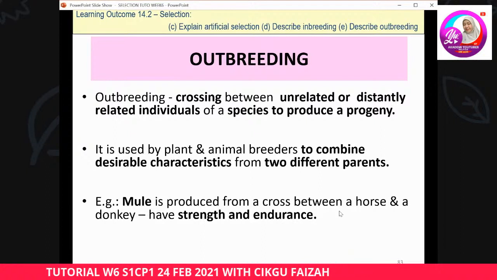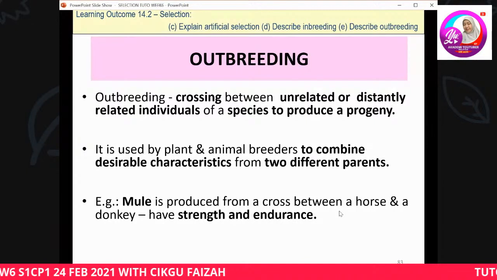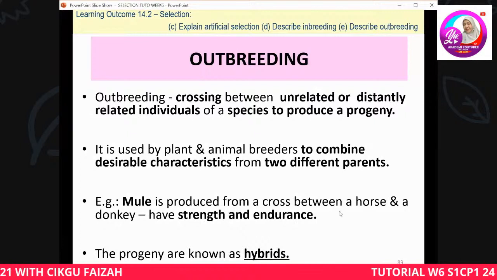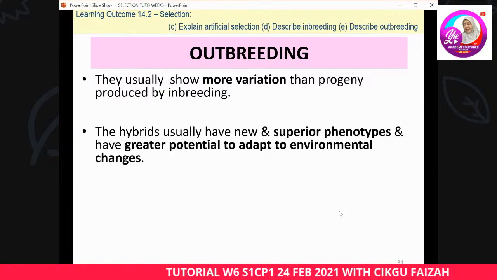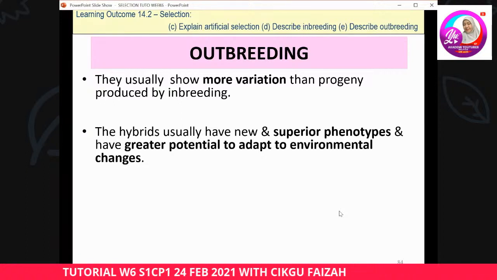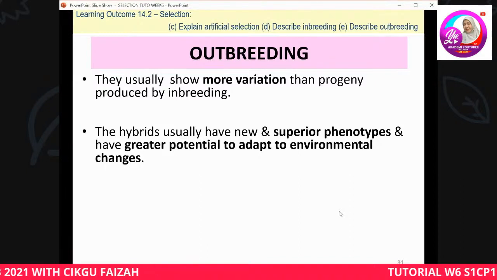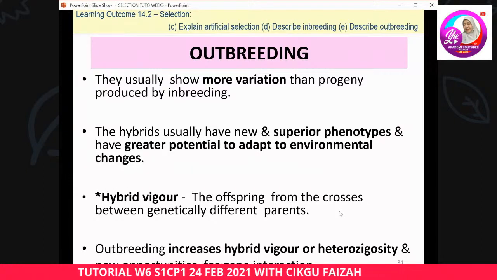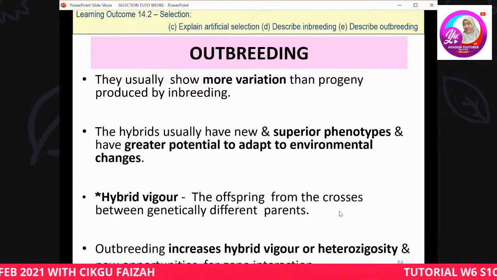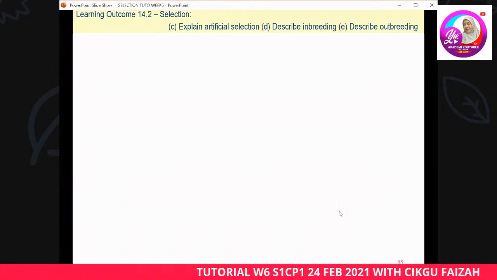But the mule, unfortunately, is infertile. So what we call a hybrid is outbreeding. Usually the advantage of outbreeding, as in the point there, is that it will create hybrid vigor. What does that mean? It will be stronger and produce better yield, in plants. Outbreeding increases hybrid vigor or heterozygosity compared to inbreeding. Inbreeding reduces heterozygosity, but outbreeding increases heterozygosity.